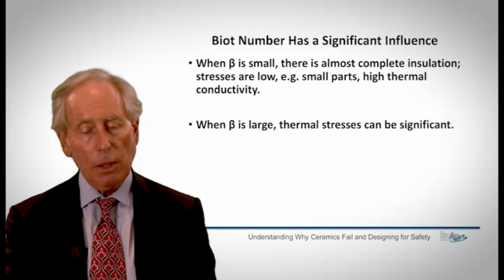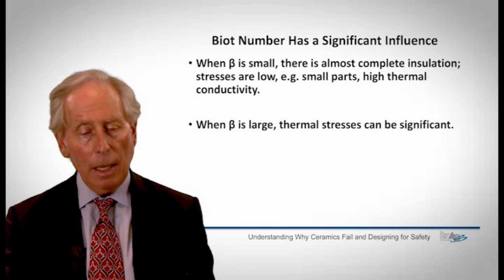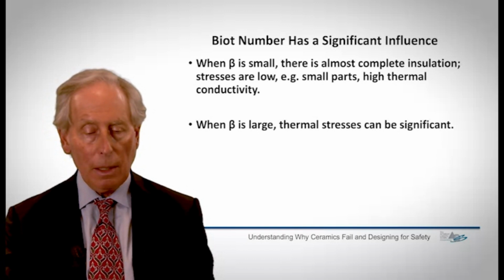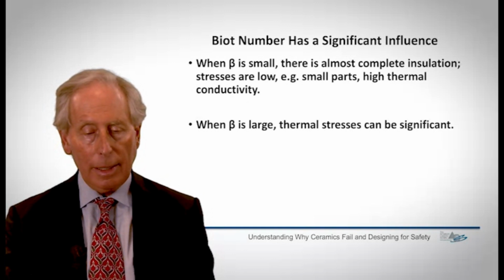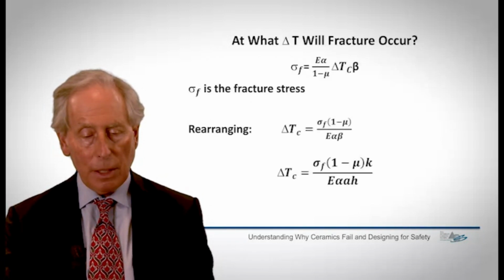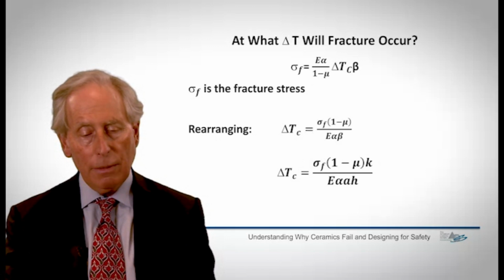Stresses are low. So for small parts and high thermal expansion, high thermal conductivity, I don't have to worry too much about thermal shock. When beta is large, the thermal stresses can be significant. And I could go back to a previous equation where you can see that. So, for very small parts, that number is small, delta T is very large. When K, the thermal conductivity of the material, is very high, this number is also large.